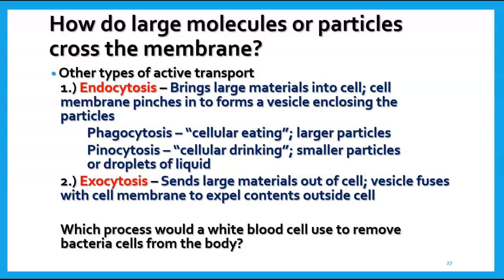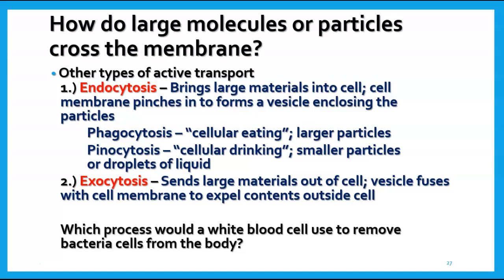Now, there are 2 types of endocytosis that we discuss all the time. One is called phagocytosis, and this is called cellular eating. The phago part means eating, okay? And this is bringing larger particles into the cell. This is what amoebas do when they eat bacteria or other small cells within their environment. This is what your white blood cells do when they're eating the bacteria or other molecules that can be harmful to your body.